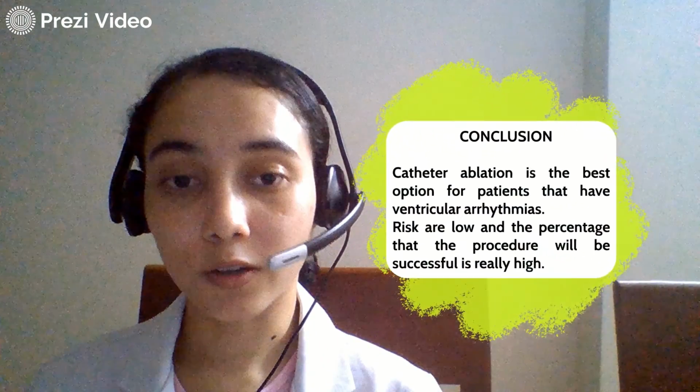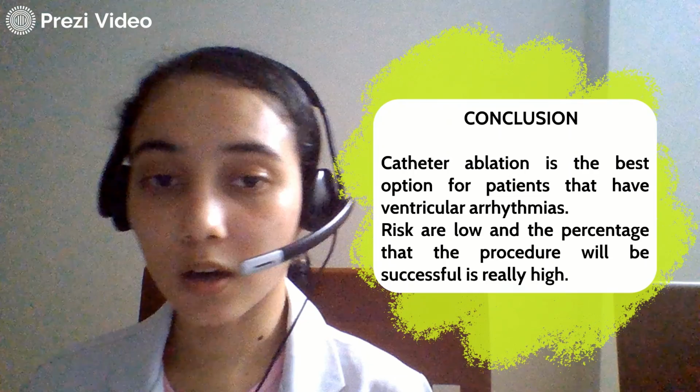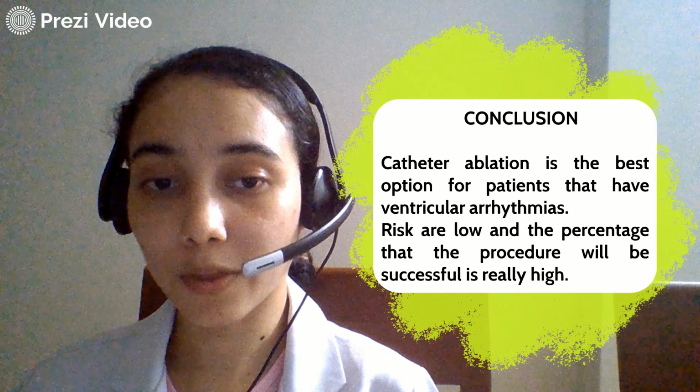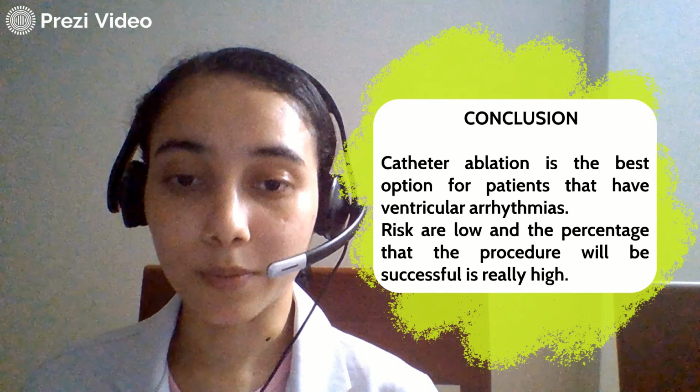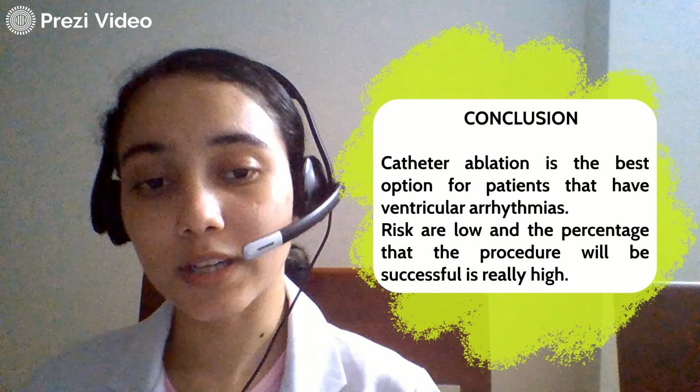And finally, we have the conclusion. Catheter ablation is the best option for patients that have ventricular arrhythmias. Risks are low, and the percentage that the procedure will be successful is really high.